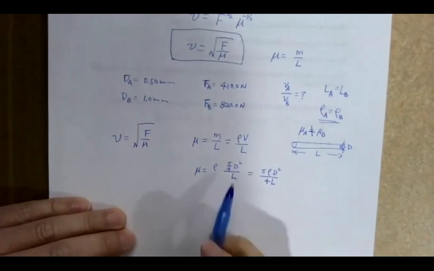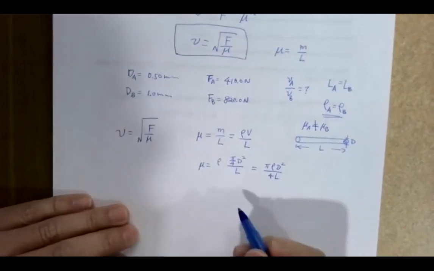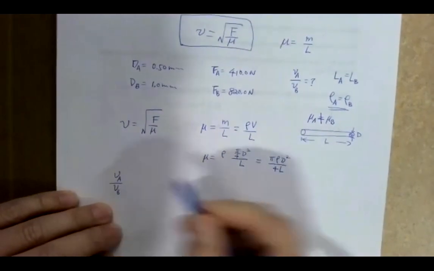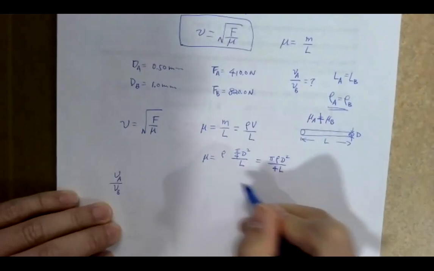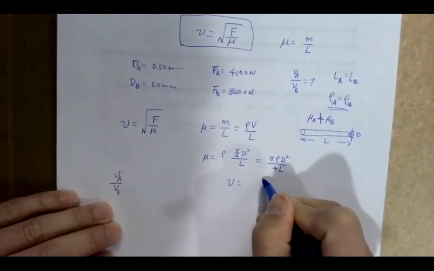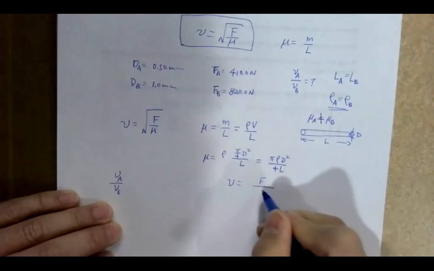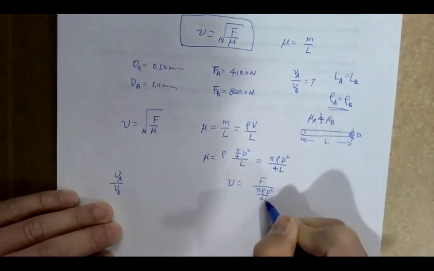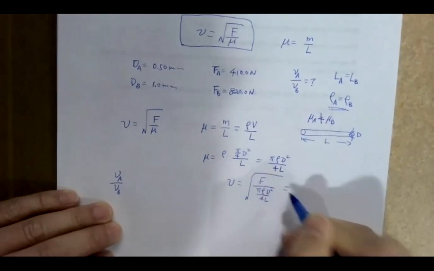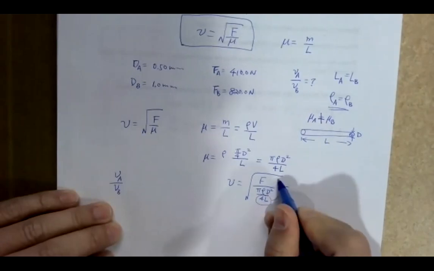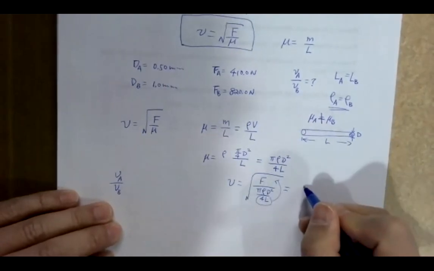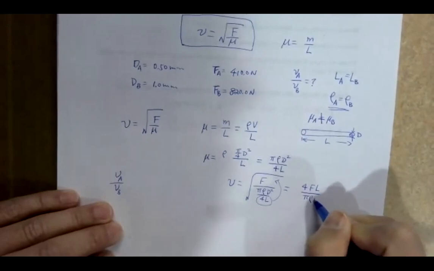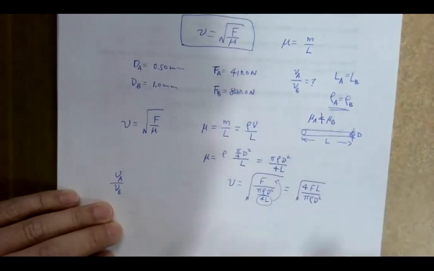Okay, in that case, denominator goes to the denominator. All right, so then you are looking for VA over VB. So your V in this case is equal to F divided by all this, pi times rho times d squared divided by 4L, and then square root. Now, this can go up there because it's a denominator in the denominator. So 4 times F times L divided by pi rho d squared, square root, okay?